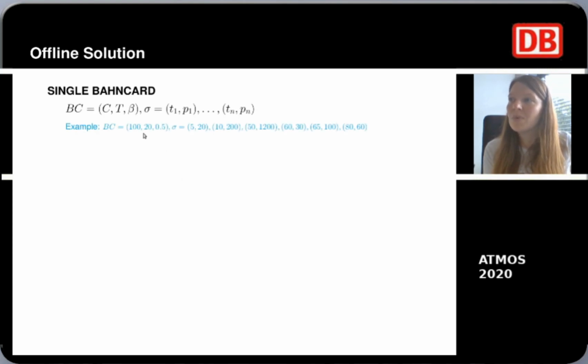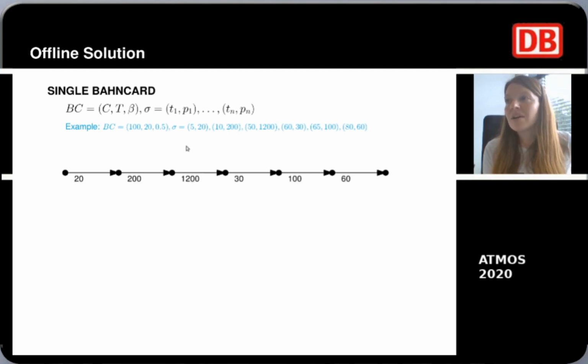So we have one particular BahnCard and we have a journey stream here consisting of 6 journeys. The approach starts by creating a node for each journey plus one dummy node at the end. And now we connect these nodes by edges, which get costs equivalent to the journey prices. So to get from the first journey to the second journey, we pay 20 euros because this is the cost of the first journey, and so on and so on.